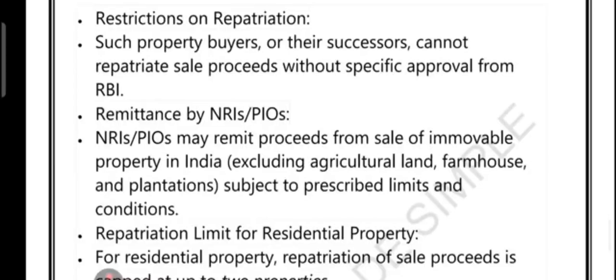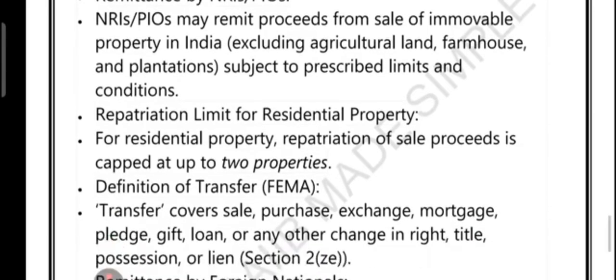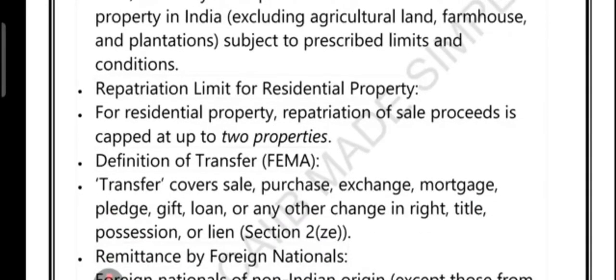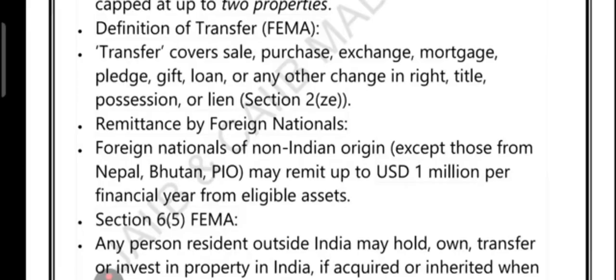Remittance by NRI and PIO. So NRIs and PIOs can send money earned from selling property in India except farm. Repatriation limit for residential property: for houses, you can send abroad the sale money from only up to 2 properties. Right. Then under FEMA, transfer means almost any ownership change: selling, gifting, mortgaging, pledging or even exchanging property. What is the remittance by a foreign national? So you know it very well that foreigners who are not of Indian origin, right? They can send up to $1 million.